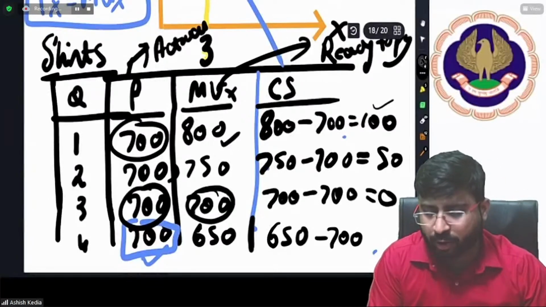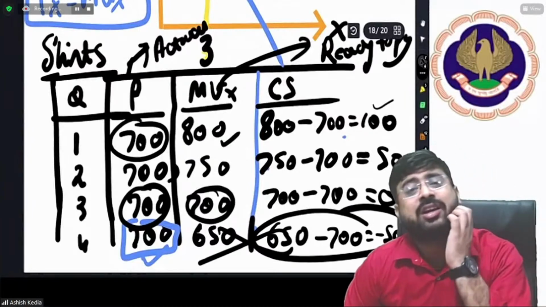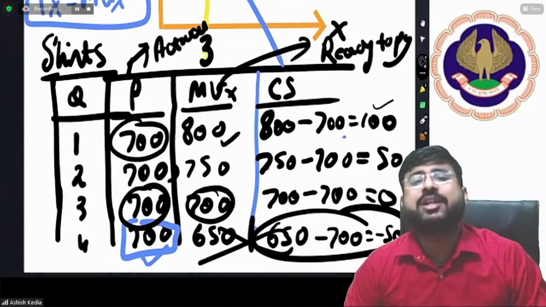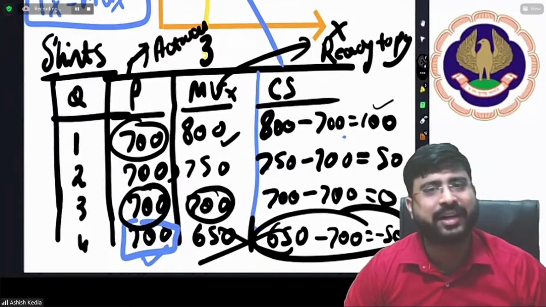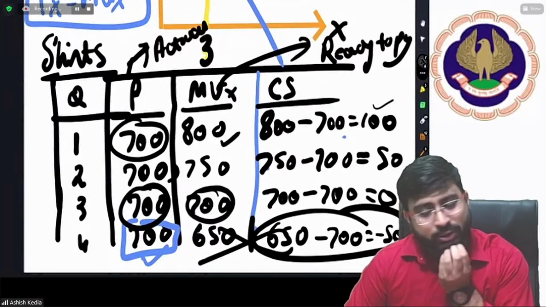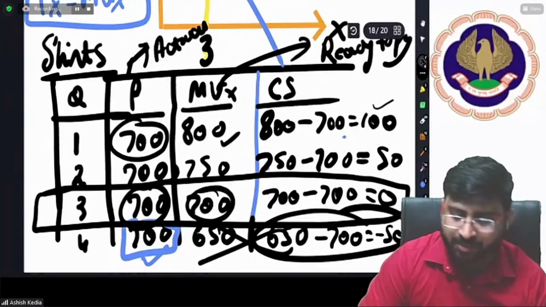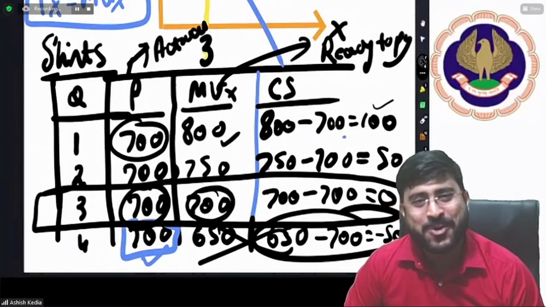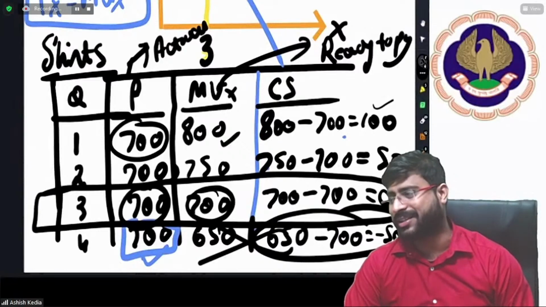Here you are ready to pay 650, but what is the actual price that you are having to pay? -50. So we will not operate at this level because here consumer surplus is negative. So the equilibrium is maximized at a point where consumer surplus just becomes equal to 0. That's right.